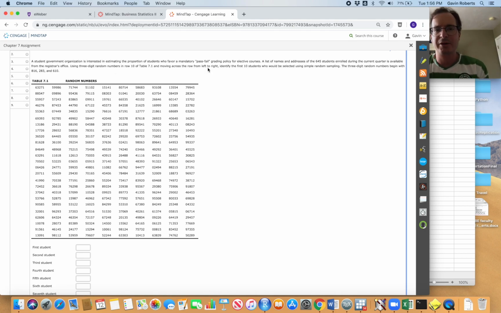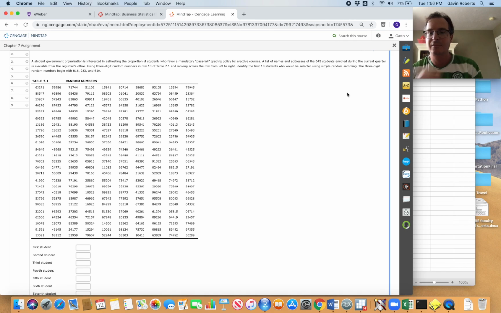So student government organization, pass, fail, and so on. A list of names and addresses of 645 students. Important information right there. You guys can't even see all my pretty face. 645 students, that's important, are enrolled. Current quarter is available from the registrar's office.